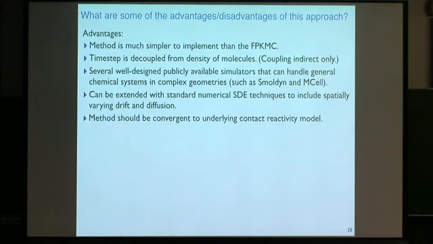Okay, so there's a number of advantages to this approach. Maybe this is the easiest conceptually of all the methods to actually code up. At a crude level, your time step is decoupled from the density of molecules, so there could be an implicit coupling based on your chemistry and such. But as we'll see, in FPKMC, the density of molecules can really dramatically reduce the time step, whereas here it's a user-defined parameter, essentially. There's several nice public simulators that can handle general systems, complex geometries, crowding, and other features. You can use standard numerical SDE techniques to handle spatially varying drift and diffusion. And the method should be convergent to the underlying models, both the contact reactivity and the volume reactivity.